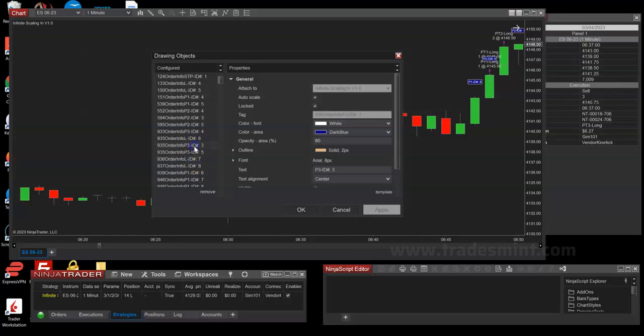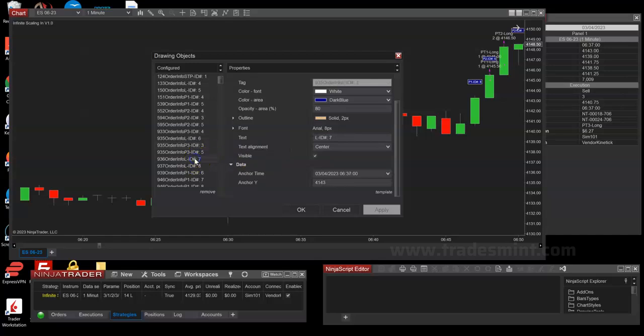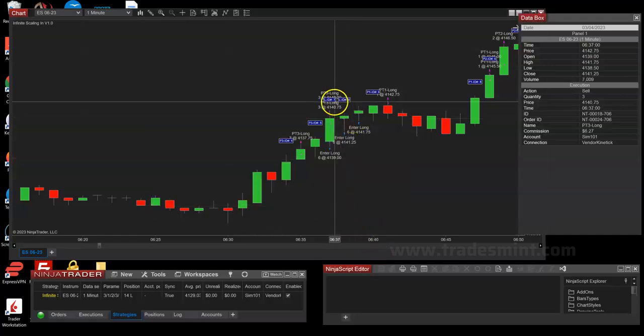We can see that they are actually on the same bar. So one seems to be covering the other, although I don't know why the anchor time is different. But we could pretty much see that there are two profit targets here, so there are two boxes behind it.